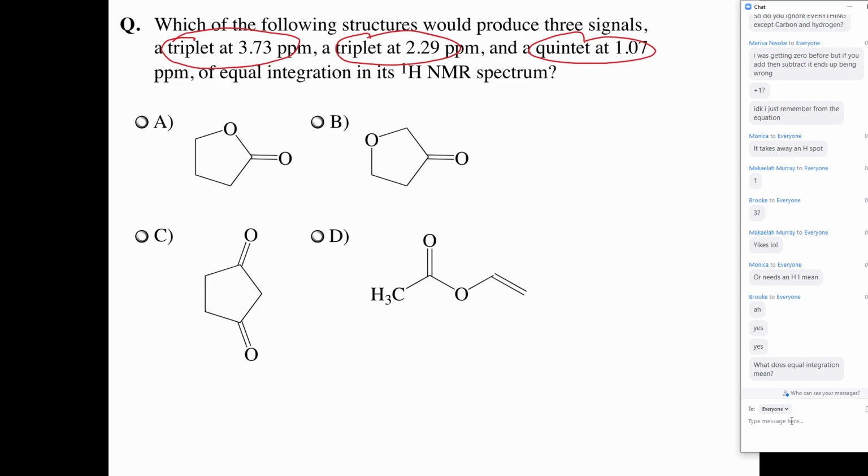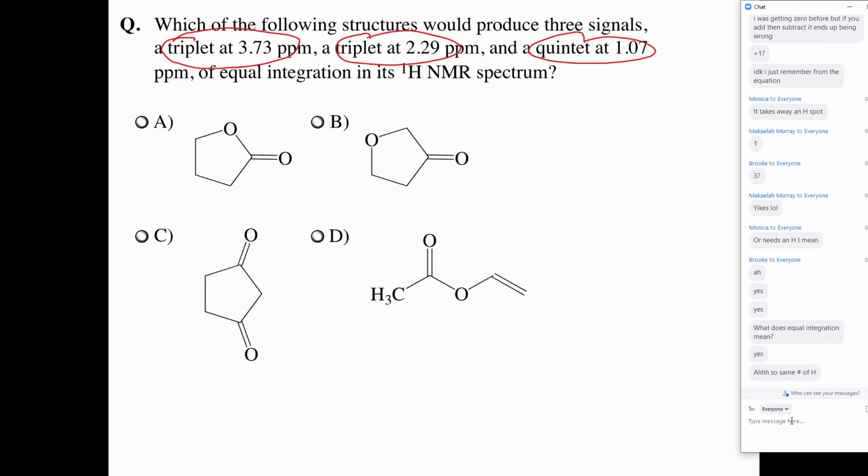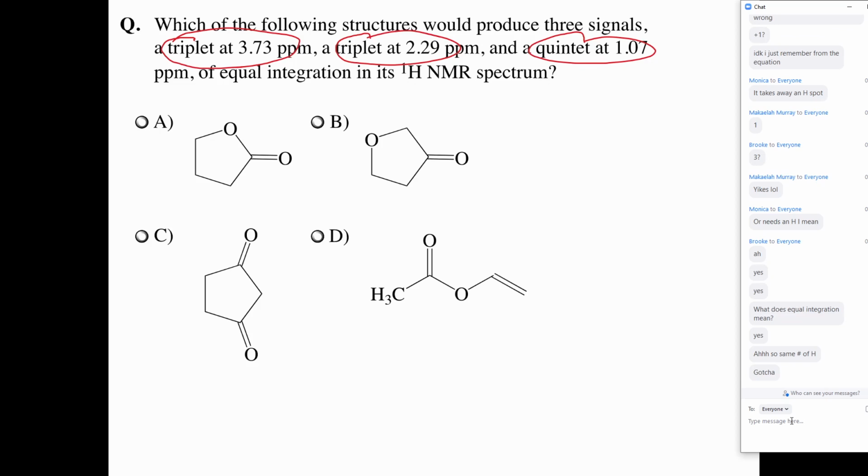Equal integration means 2 to 2 to 2, 3 to 3 to 3, it means the area under the curve. When you integrate, remember in calculus, integration is summing up the area under a curve. So it means the area under the first peak equals area under the second peak equals area under the third peak, and so on. It means all of them are equal. They're all either 1H, 1H, 1H, 2H, 2H, 2H, 3H, 3H, 3H, 7H, 7H, 7H. They're all the same. Same number of H's, exactly. Perfect. And would you agree, it's not a difficult concept, it's learning the language associated with it.